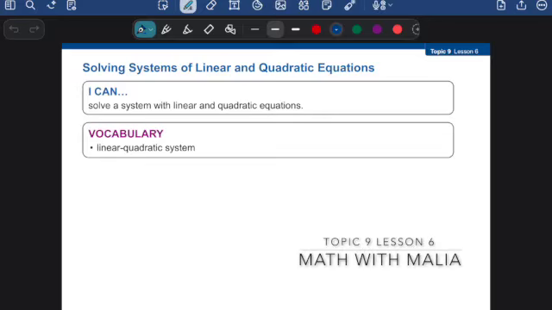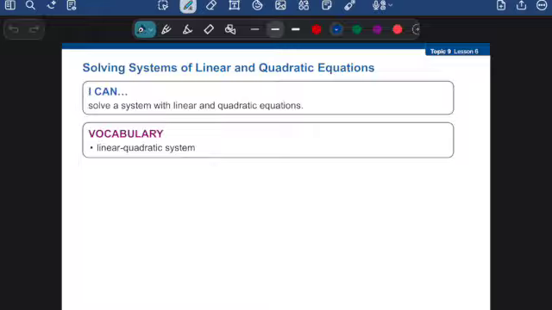Today we're doing Savvas enVision Algebra 1, Topic 9, Lesson 6, Solving Systems of Linear and Quadratic Equations. So if you think back to pre-algebra, we have solved systems of equations before, two linear equations using substitution or elimination. We can do the same thing if one of those equations is a quadratic equation.